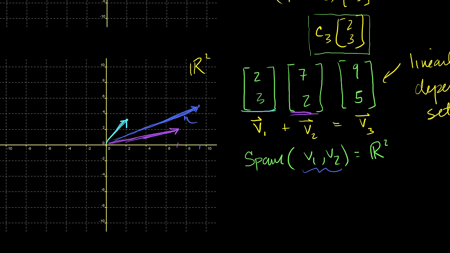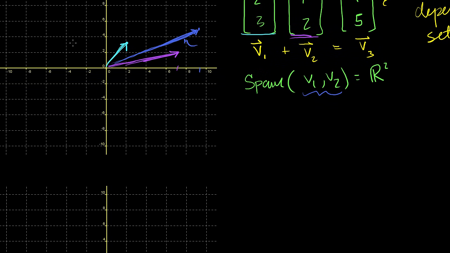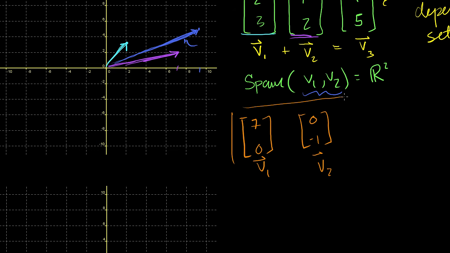Let me do another example. Let's say I have the vectors, and this will be a little bit obvious, 7, 0. That's my v1. And then I have my second vector, which is 0, minus 1. That's v2. Now, is this set linearly independent? Well, can I represent either of these as a combination of the other?